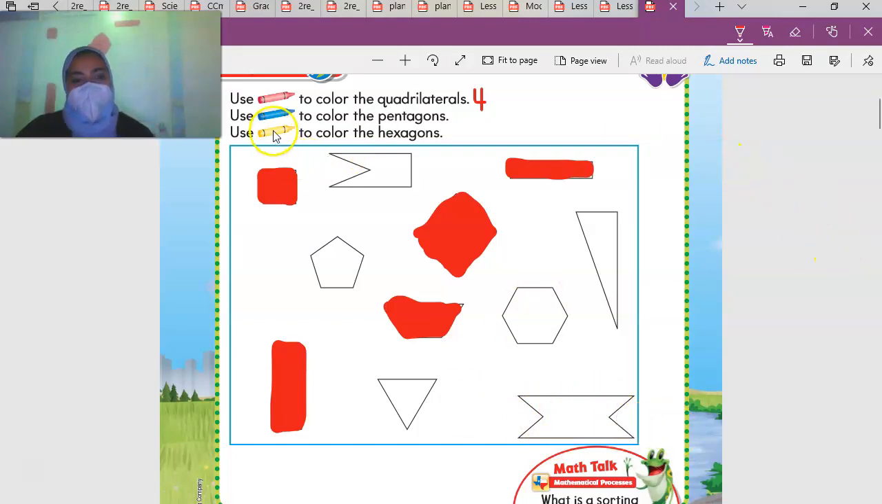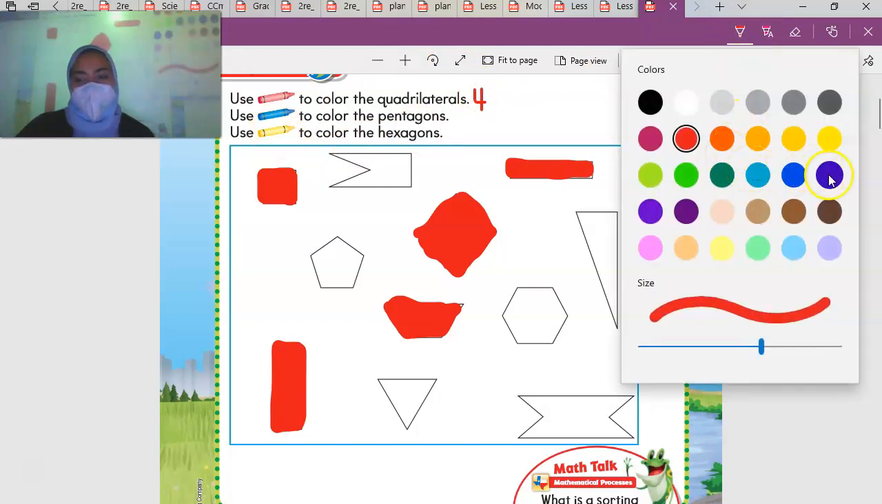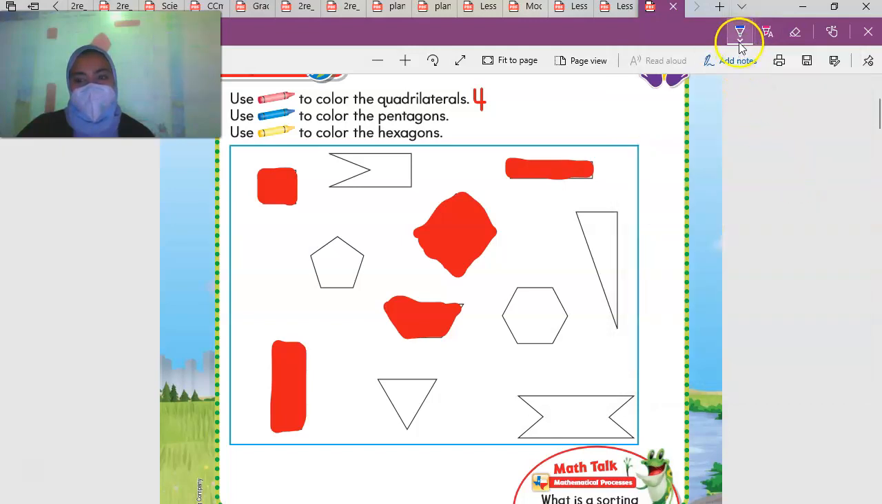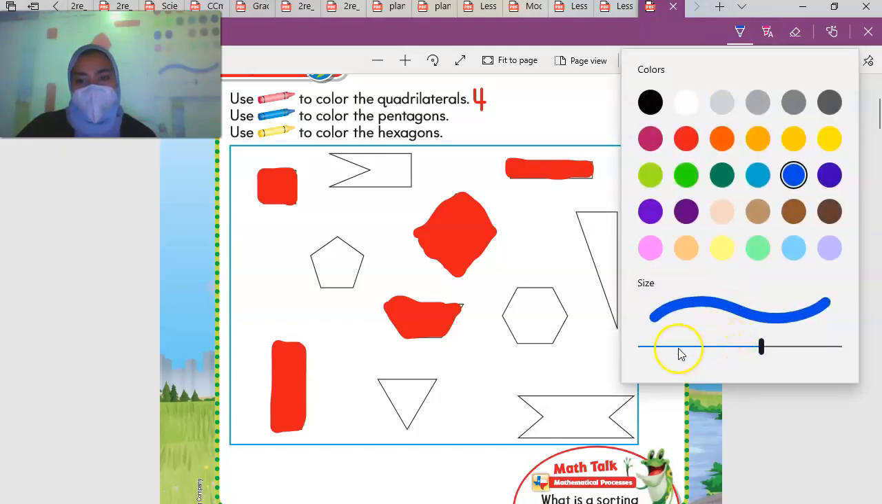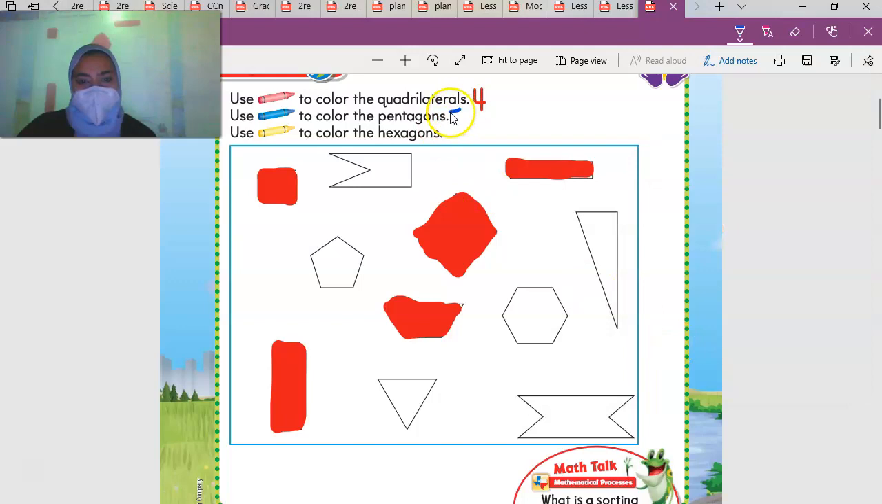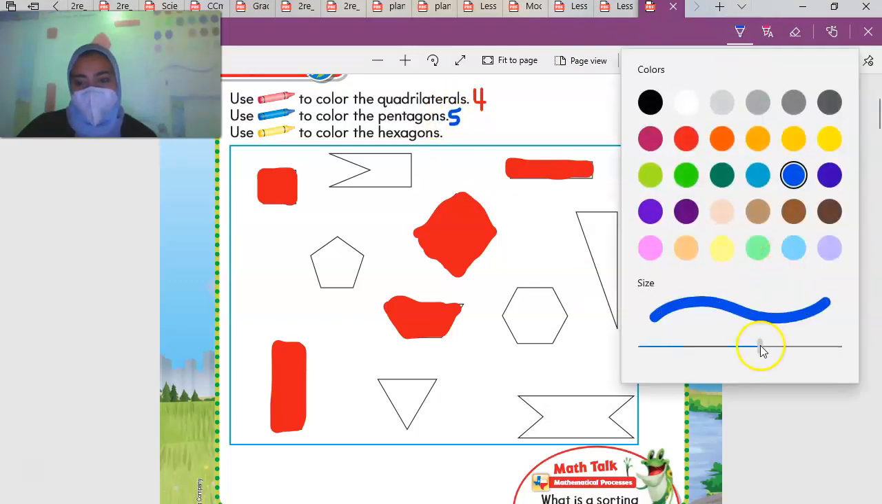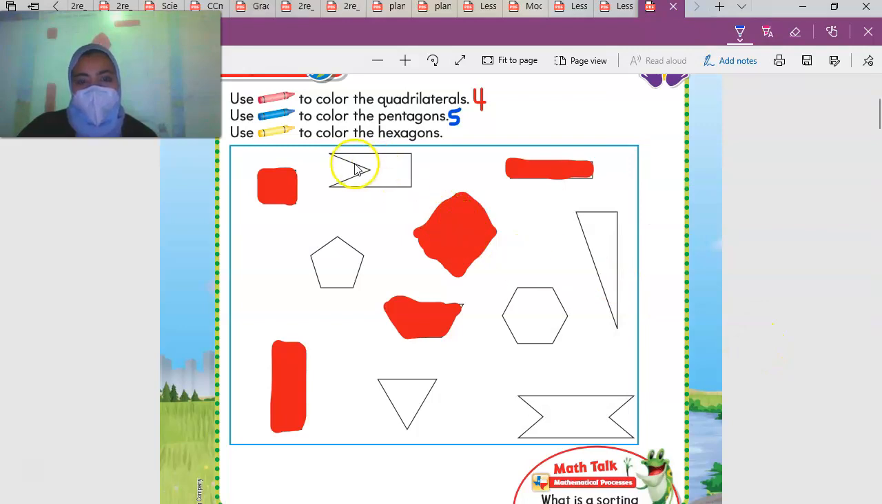Now let's move on to the blue. Use blue to color the pentagons. So pentagon means how many sides? 5. Very good. So let's write 5 next to pentagon. And then I'm going to color all the shapes with 5 sides. What color? Blue. 1, 2, 3, 4, 5. That's a pentagon. I'll color that blue.